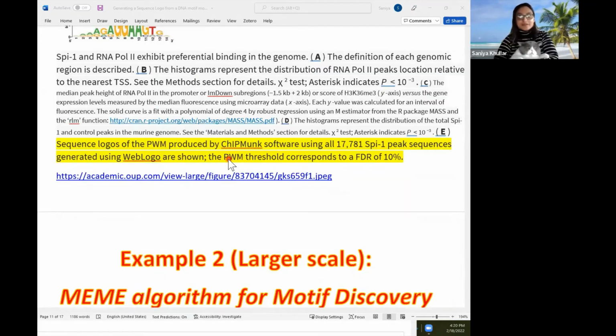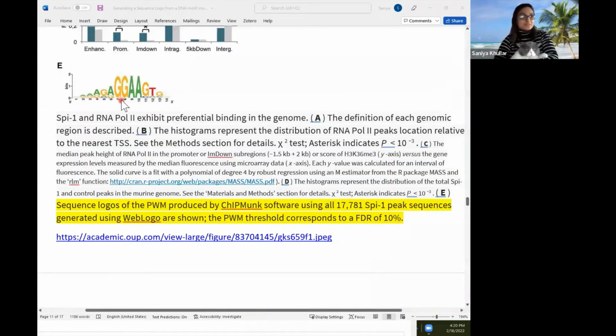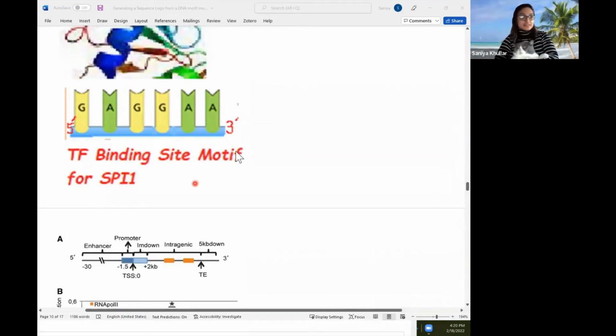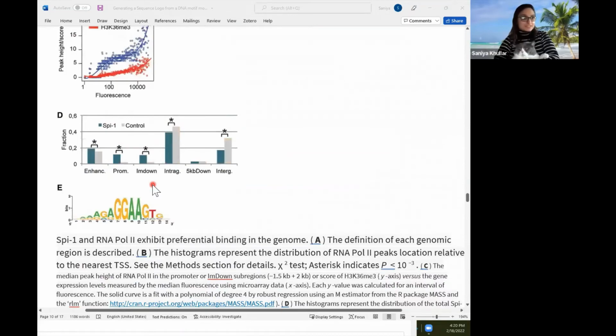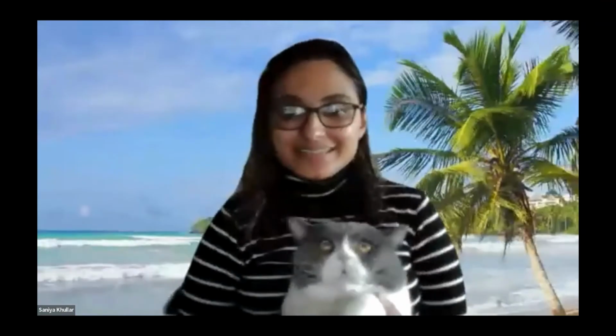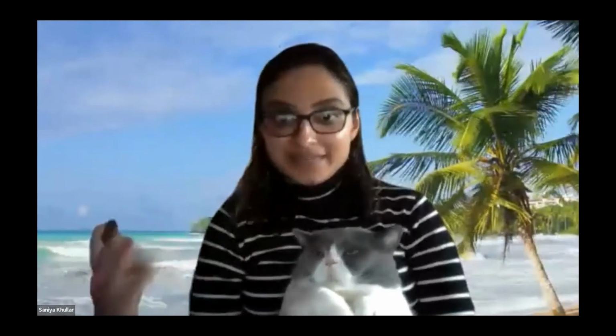This probability weighted matrix threshold corresponds to a false discovery rate of 10%. So we saw this GAGGAA. Again, that's what they consider very often to be the transcription factor binding site for SPI1. So I just wanted you to see that here. Next, I want to talk about 2 more examples. One is an example of running a larger scale expectation maximization for motif discovery, running MEME. And the last one will be the Gibbs sampling example as well.